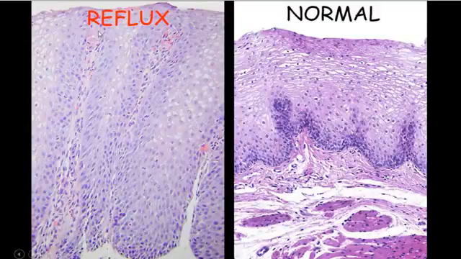And of course, this helps if you have a nice well-oriented section, which in reality never occurs, because these little bits are really hard to get a nice piece of and to orient well. But that, in a nutshell, is what reflux looks like. But it's a very non-specific thing. It's just the most common thing we're going to see.